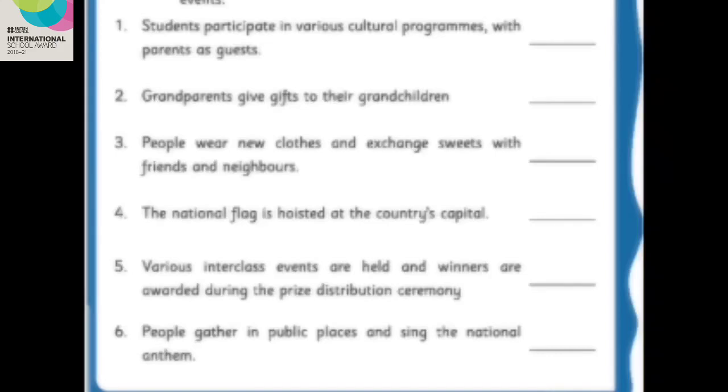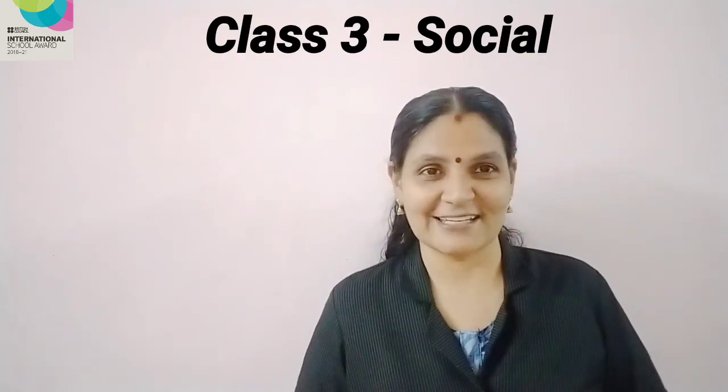Sixth question, people gather in public places and sing the national anthem. പബ്ലിക് പ്ലേസിൽ ഗ്യാദർ ആവണു, നാഷണൽ ആന്തം പാടണു അല്ലേ? അപ്പോൾ this is a national event and you can mark it as N. So you can do this activity. Okay? Did you enjoy the activity? Yes, it was very interesting, right?